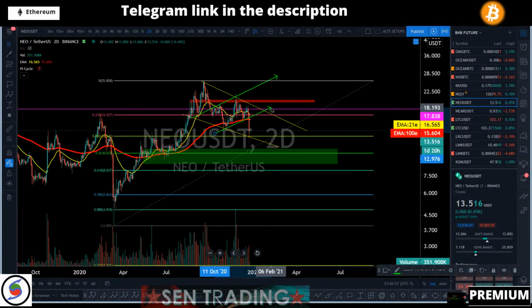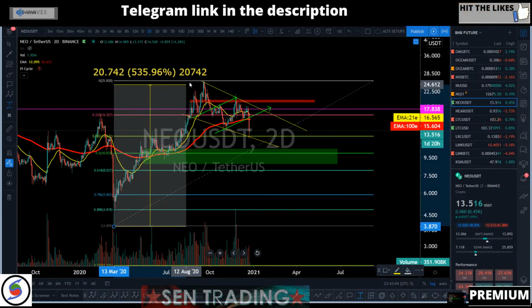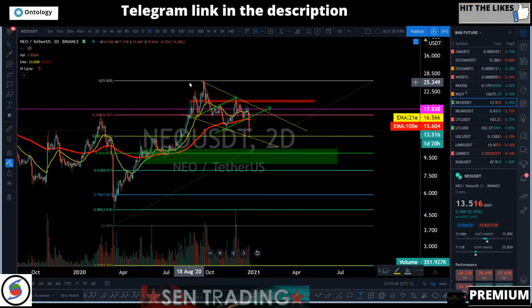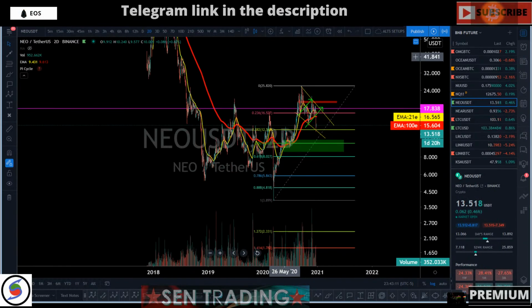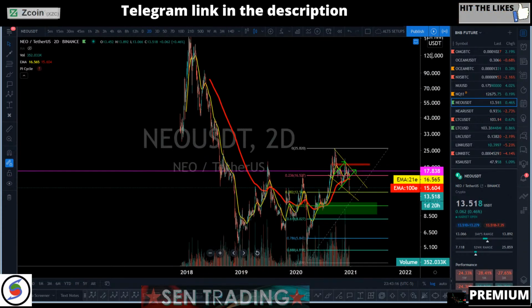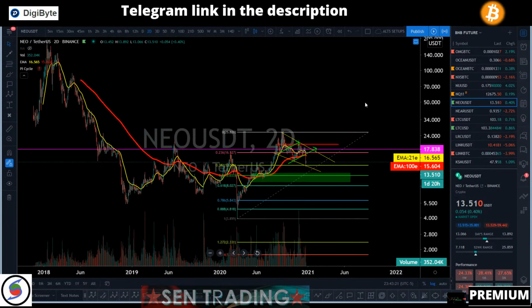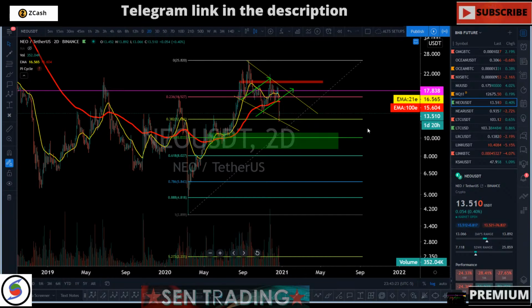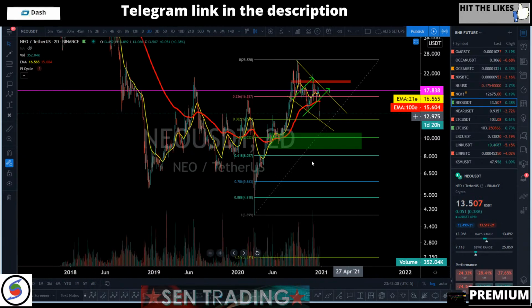Crypto is not in a bull market yet, but we did get a 5x move from NEO, okay? But last bull market, NEO pumped from like 16 cents to 100x in 1 year. So 16, 17 cents all the way up to like $170, $200.